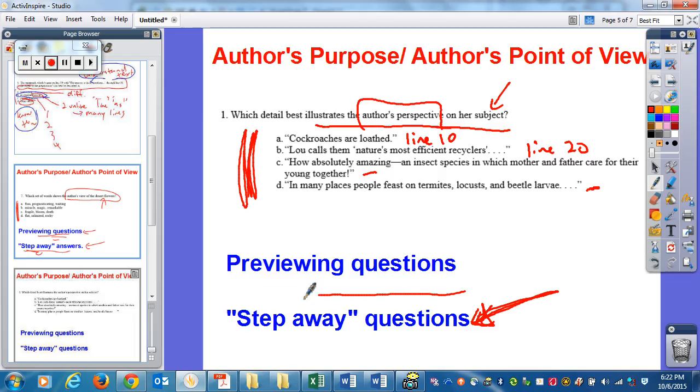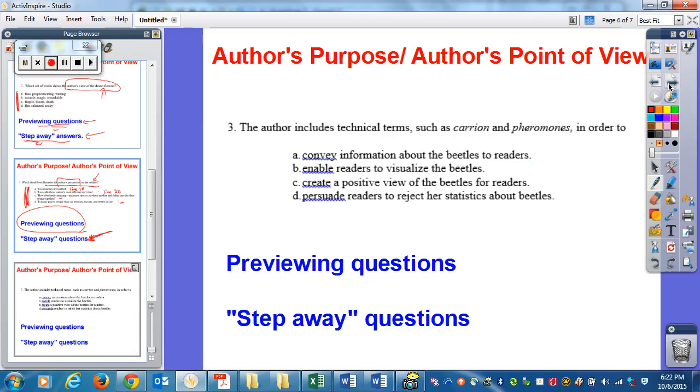So that's why previewing your questions before you read an article is an essential skill to be successful on standardized reading comprehension tests, but also understanding that the answer to this is based upon stepping away from the text and going overall, one of these things stands out better and fits the author's overall point of view than another.